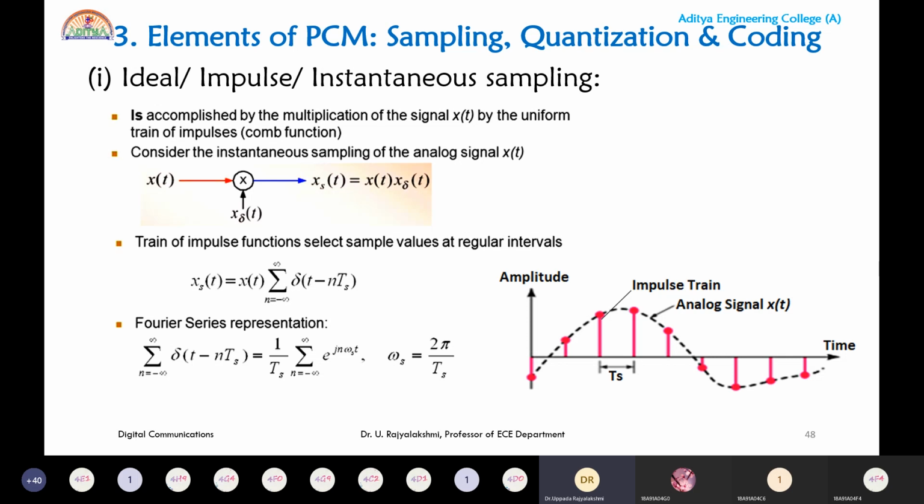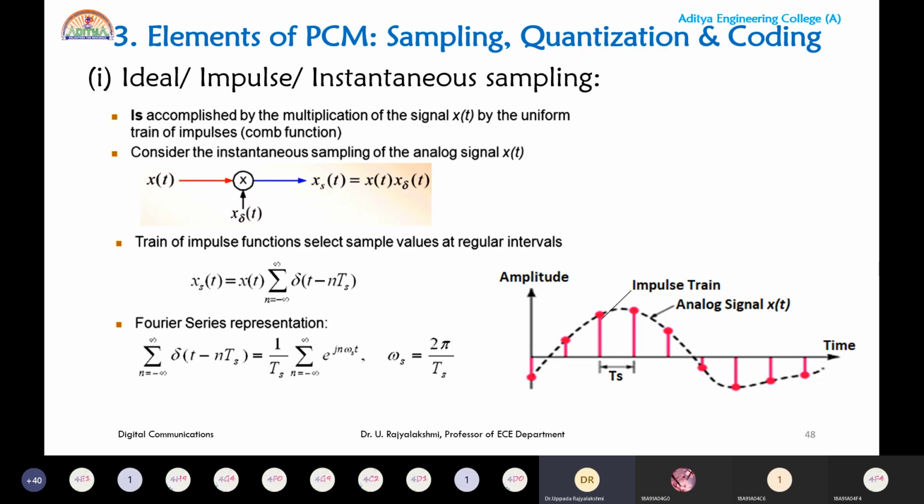And why is it called impulse sampling? Because you are using impulses. Why is it called instantaneous sampling? Because impulses occur only at instantaneous intervals, instantaneous points. That is, impulses occur only at sampling intervals at 0, ts, 2 ts, 3 ts, like that. That is represented here with pink vertical lines. Here the pink vertical lines represent the output.